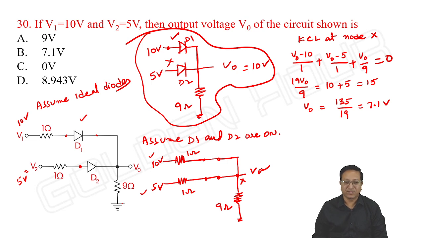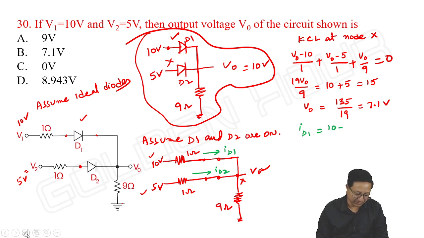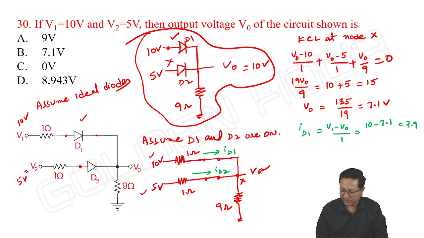Means what we have to do next. Find the currents through each diode. This current I can say ID1 and this current ID2. What about ID1? No issues. ID1 is equal to V1 minus V output by 1. That means 10 minus 7.1, it is equal to 2.9 amperes. It is positive, no issues.